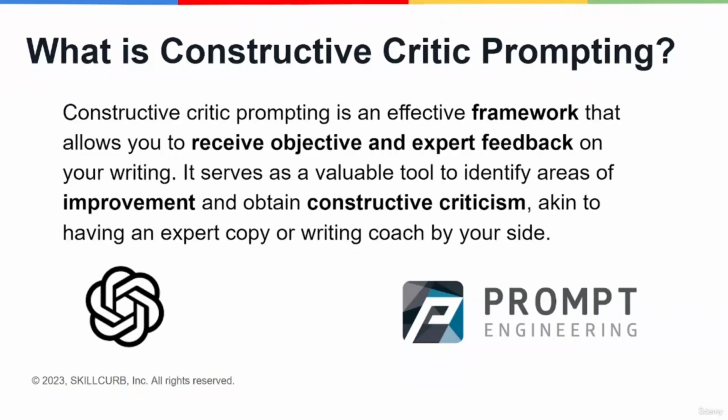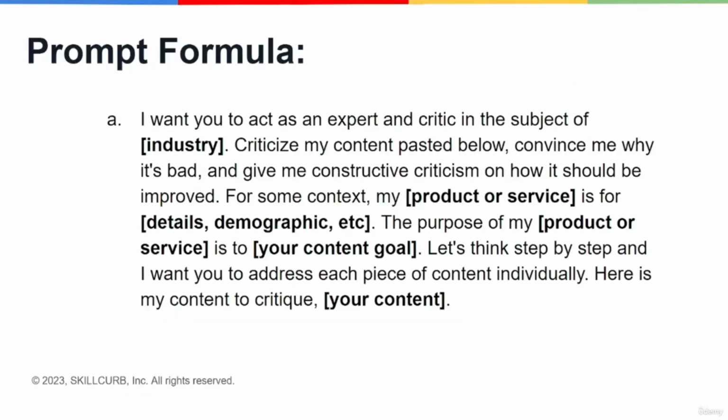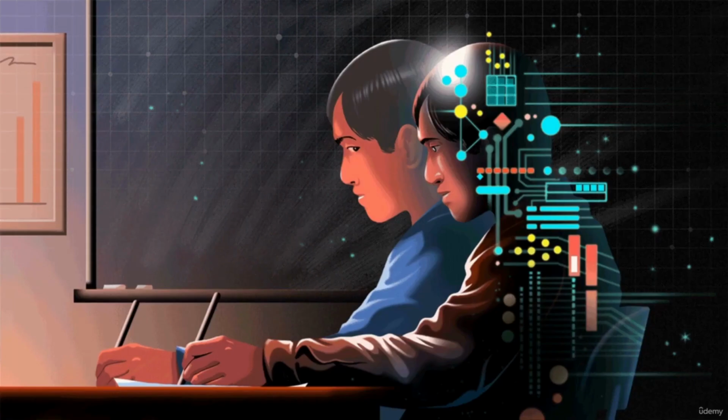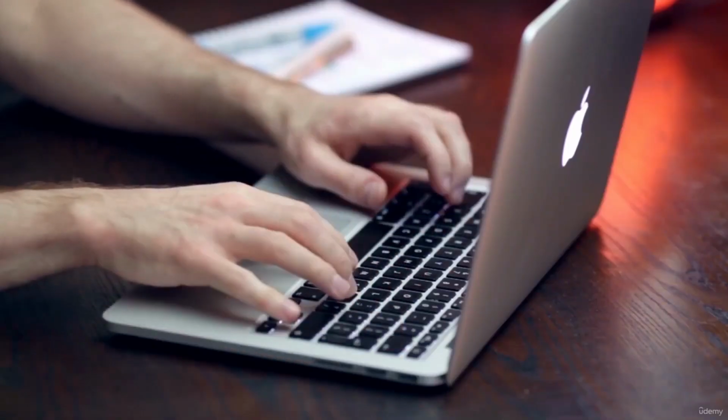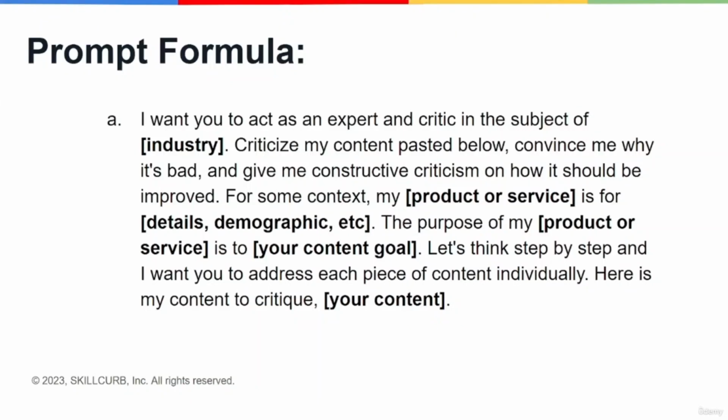So yeah, like every other prompt engineering technique, this one also has a prompt formula. Obviously, if you need any type of constructive criticism or any advice from ChatGPT, you will first ask it to be an expert, or maybe a critic, a teacher for that. So just like that, you will first of all guide ChatGPT. You'll say, I want you to act as an expert and critic in the subject of dash, dash, dash, whatever your industry or whatever your question is. Then you say, criticize my content, paste it below, convince me why it's bad, and give me a constructive criticism on how it should be improved. So it's very clear till here.